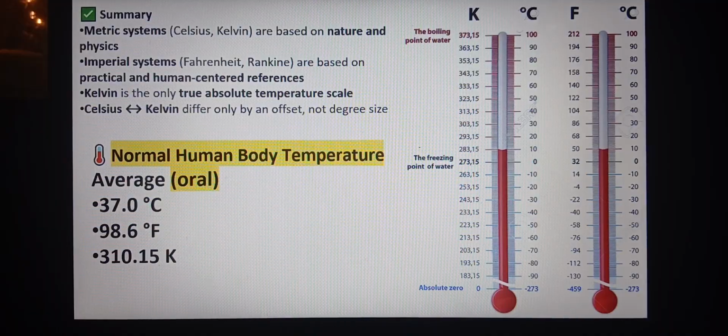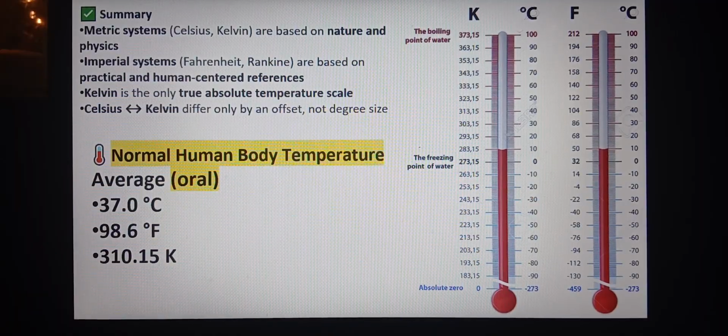In summary, the metric systems, Celsius and Kelvin, are based on nature and physics. Imperial systems, Fahrenheit and Rankine, are based on practical and human-centered references. Kelvin is the only true absolute temperature scale. Celsius and Kelvin differ only by an offset, not degree size.